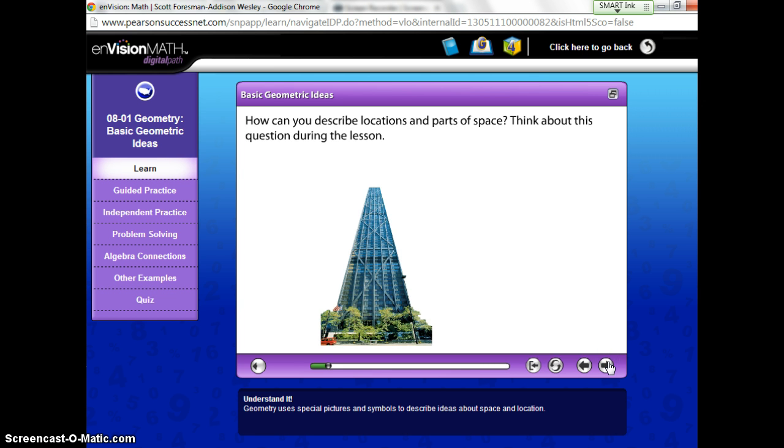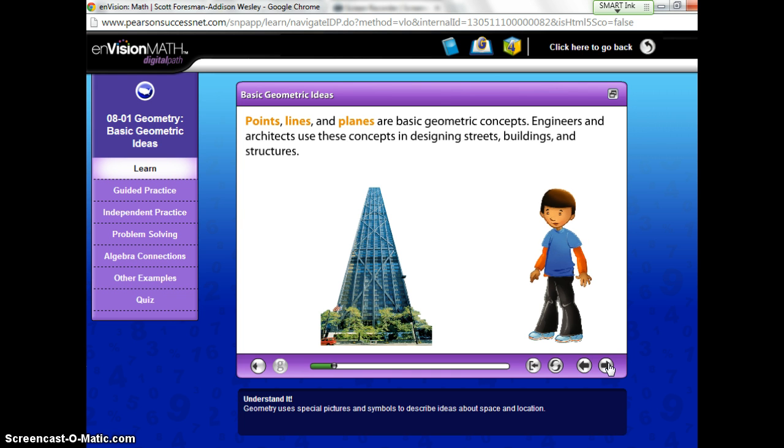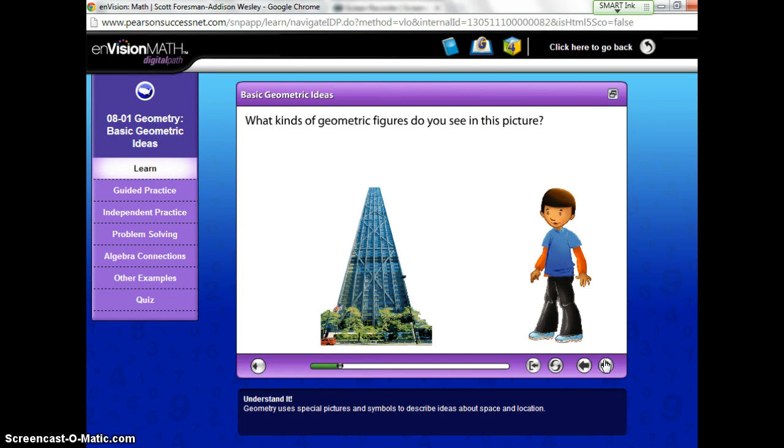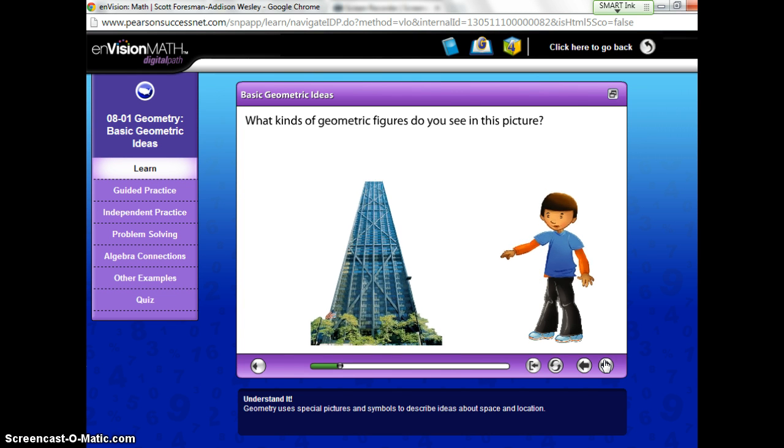So when you look at this picture, our question of the day is, how can you describe locations or parts of space? So points and lines and planes, those are all basic geometry concepts. People whose jobs are engineers or builders, construction workers, they have to use these concepts to build things or design things like streets and buildings, even your houses. In this picture, what kinds of geometric figures do you see?